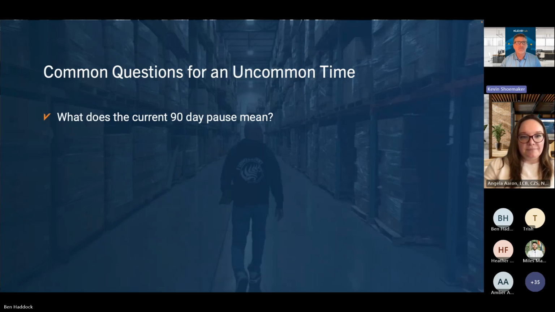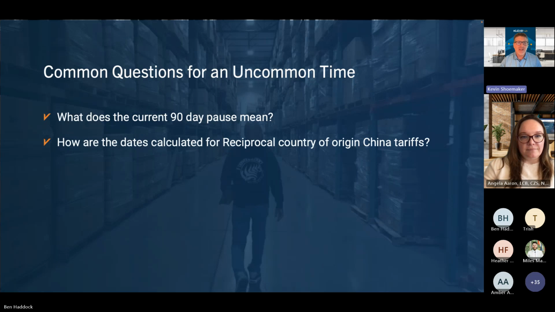So the next question. How are the dates calculated for reciprocal country of origin China tariffs? We go down a rabbit hole very quickly with the supply chain and global trade. The date is April 9th. Okay, great. What does April 9th mean? Is that when it leaves origin? Is that when it arrives in the United States? How do I determine this?